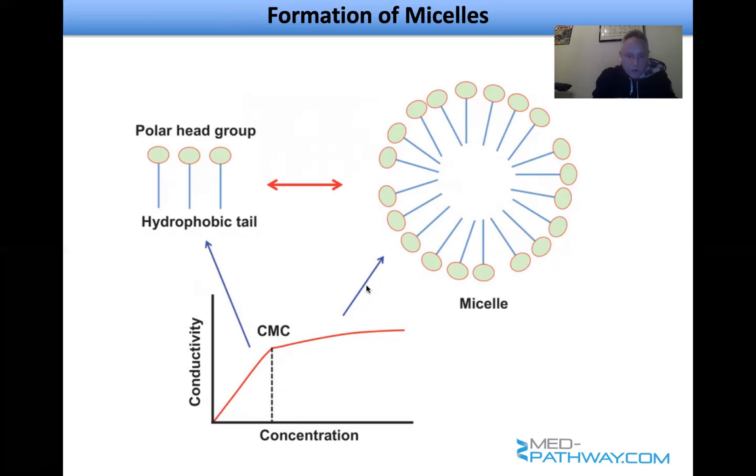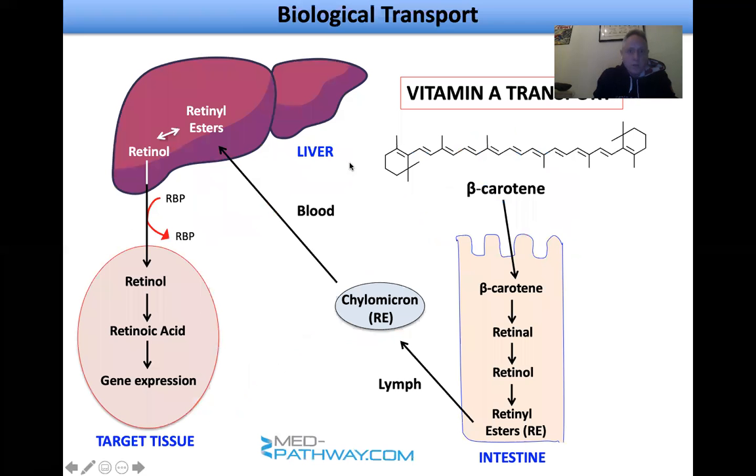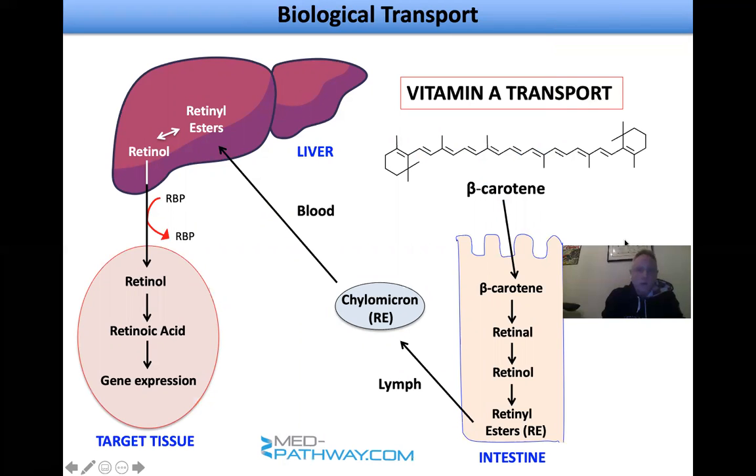And what you see down here is that you have these nonpolar groups with the polar heads. They're just floating around in solution until they hit a critical micellar concentration called the CMC. And then what they do is they form their micelles. And so what happens then is that we can use micelles that are formed in the GI tract to actually deliver molecules to their site.